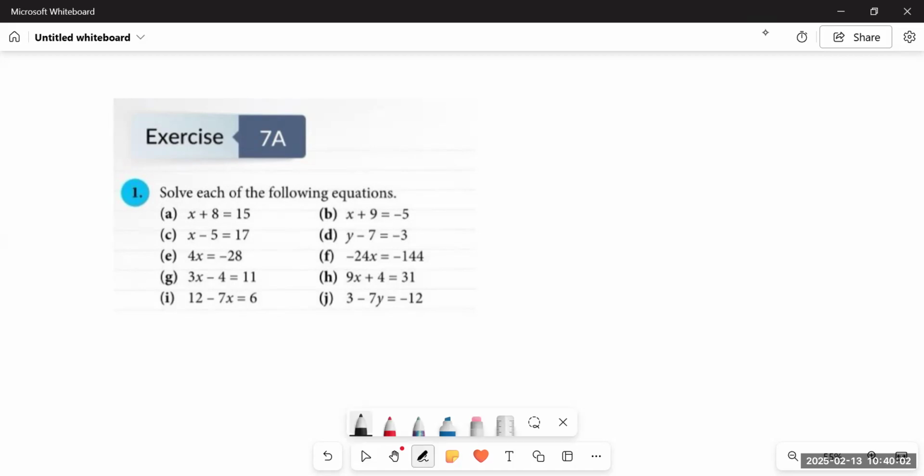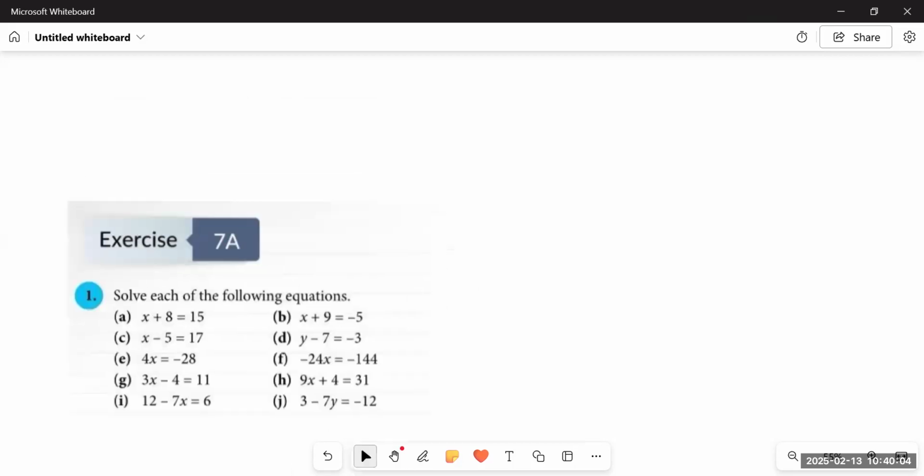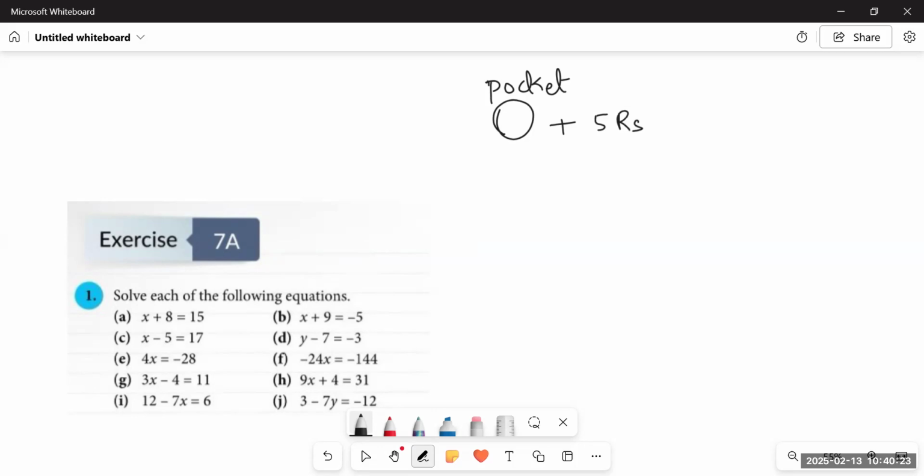For example, let me give you an example and then we'll move towards a few more. Let's say I have some money in my pocket. I don't know how much money I have in my pocket, but then I put in some more money, let's say 5 rupees. I didn't know how much money I had earlier, but then I added 5 rupees into it and I pulled out everything from my pocket and figured out that the sum of money was 100 rupees.